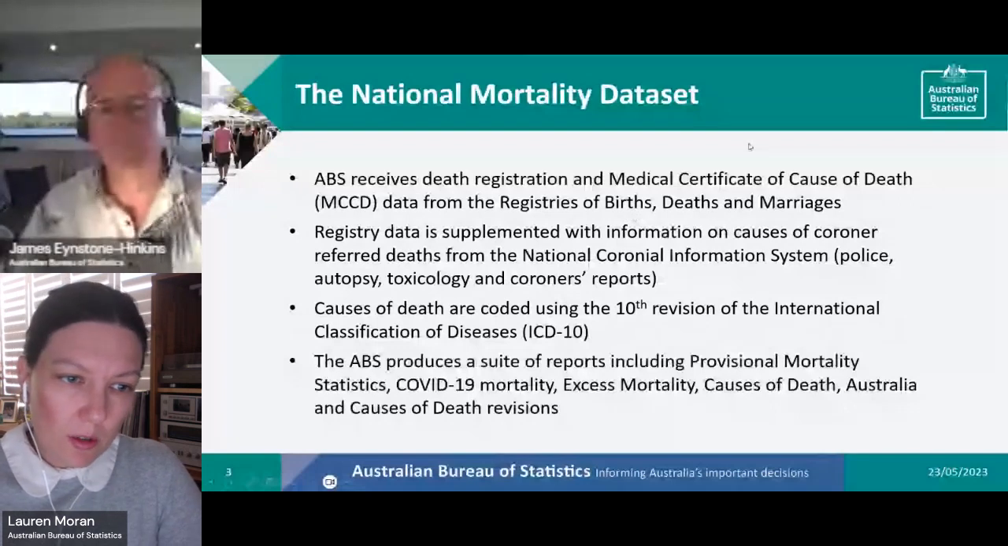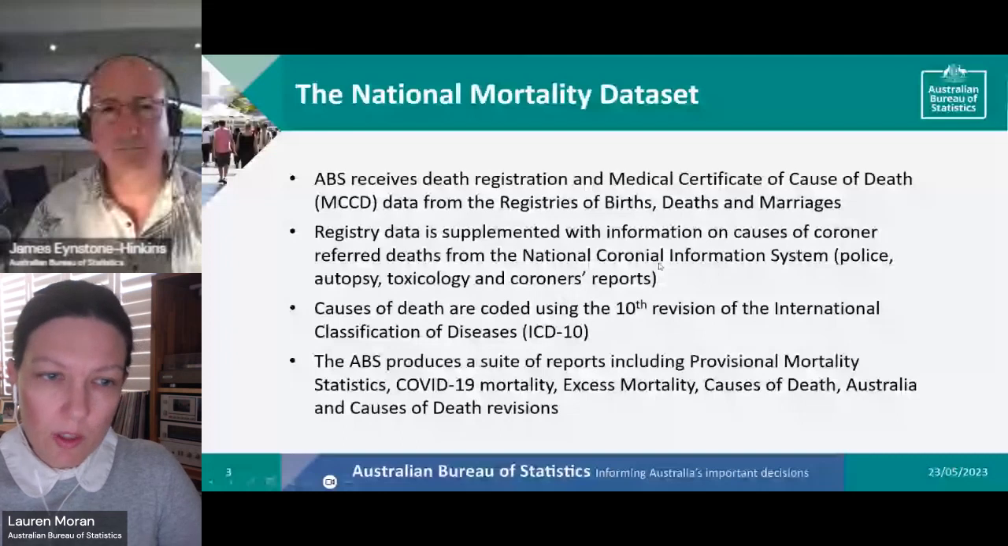So if we go to the next slide, I just want to focus a little bit on some of the data sources that we have. So I mentioned that we have the Medical Certificate of Cause of Death and the Medical Certificate of Perinatal Cause of Death.